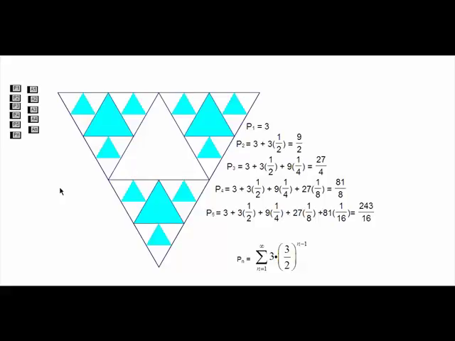By taking the limit of Pn as n goes to infinity, we see that the perimeter gets larger and larger. Therefore, the perimeter of the Sierpinski triangle is infinite.